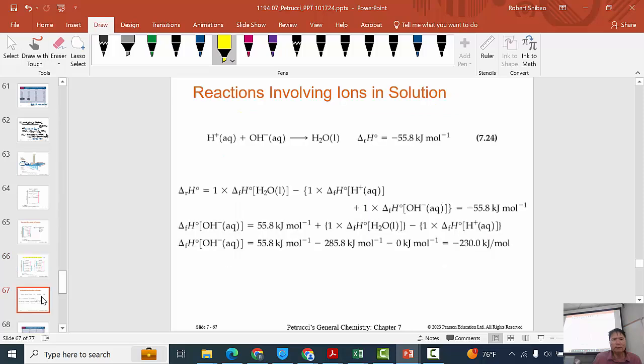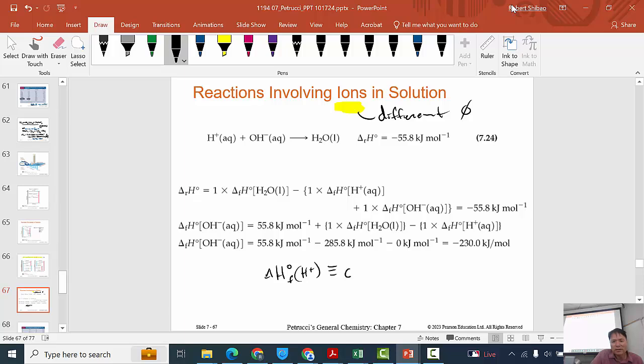Okay, there is one thing about the table, though. And one thing about the table is ions. The ions have a different zero point. So what we have for the zero point is this. We define the enthalpy of formation of H plus as 0 kilojoules per mole.